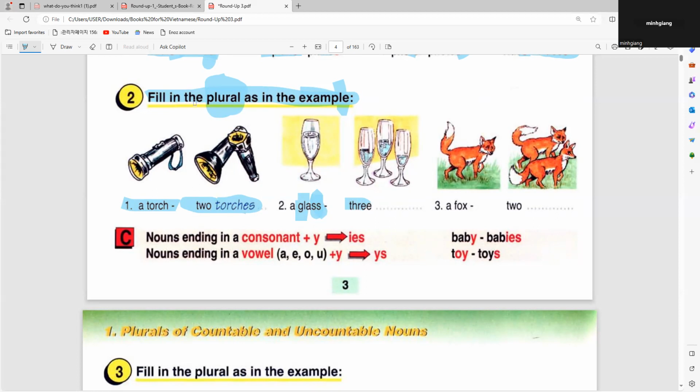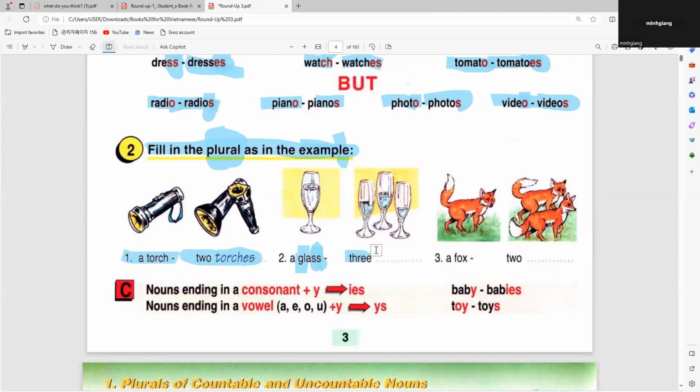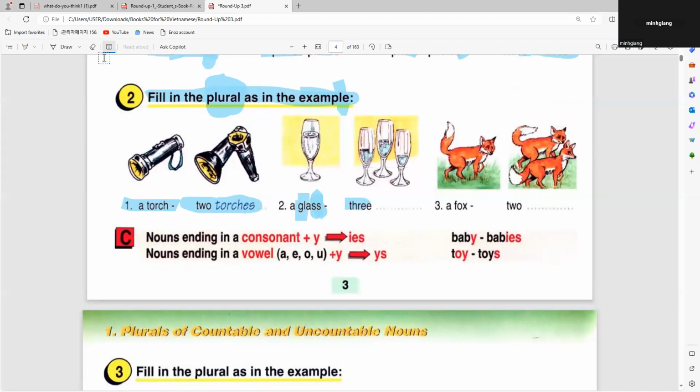How about three? What is your answer? ES or S only? Green grass. Okay, ES or S? Look at this one. We have two letter S, a dress, dresses. How about a glass? ES or S only? Only one S, boss, bosses, dress, dresses. We have two letter S, a glass. What is your answer?